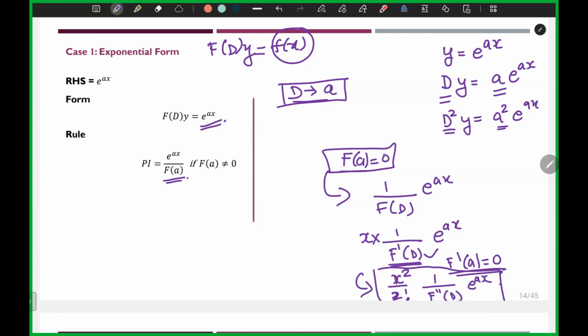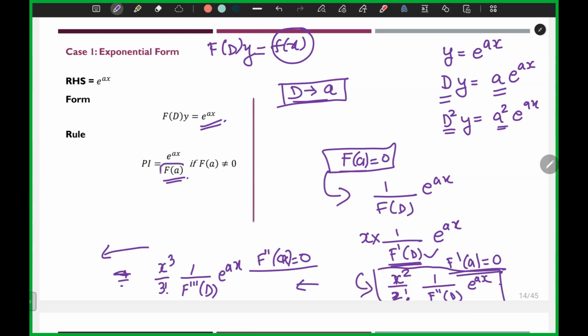And if this still does not work, and f''(a) is still 0, we go for x cubed over 3 factorial and 1 over f'''(D) on e to the power ax. And so on we can proceed. It depends on the denominator part, f(a), being non-zero.